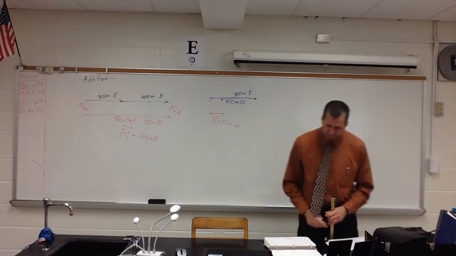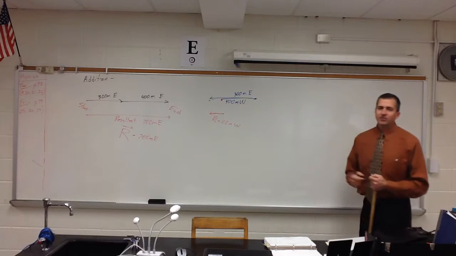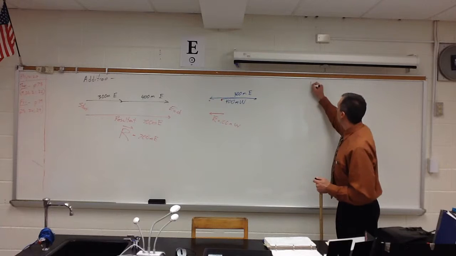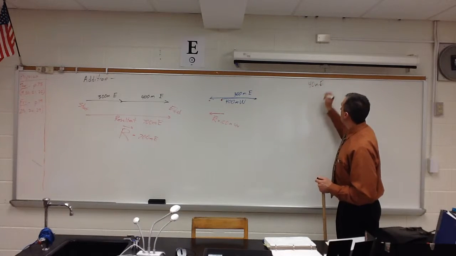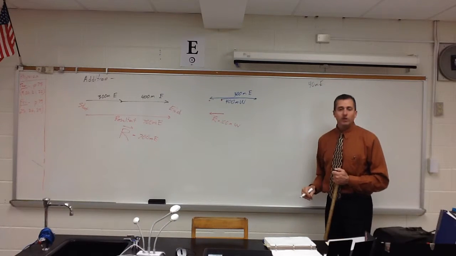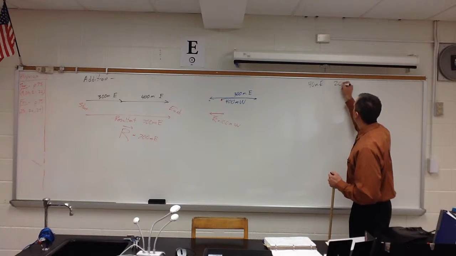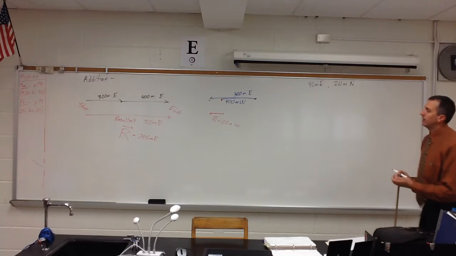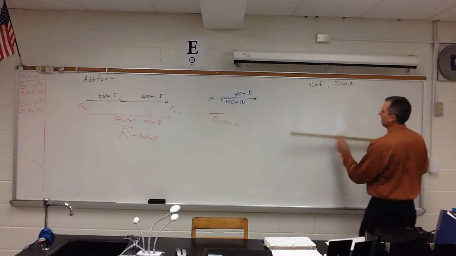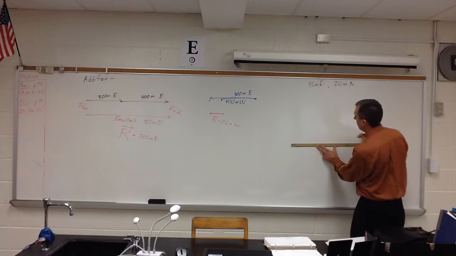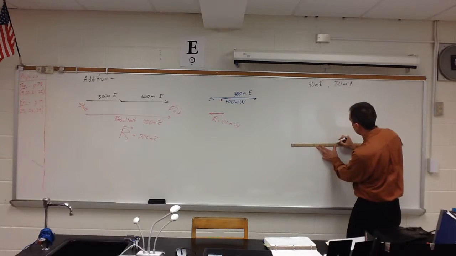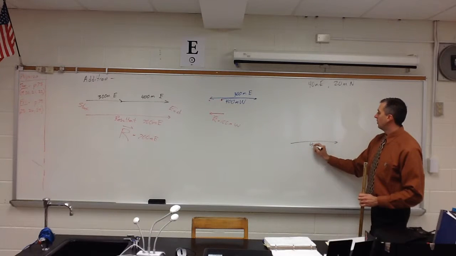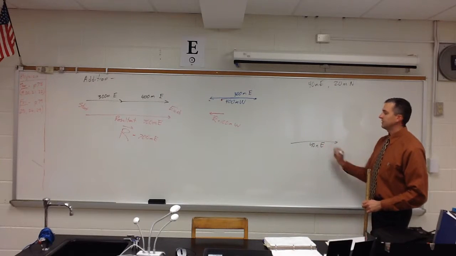What if, now, let's change the scenario. Instead of a car, let's walk 40 meters east. So we're going to walk 40 meters east, and then we're going to stop for a moment, and then we're going to walk 20 meters north. Okay, what might that look like? Well, if I say I'm going to go 40 meters east, let's say that's that long. All right, there is my 40 meters east.